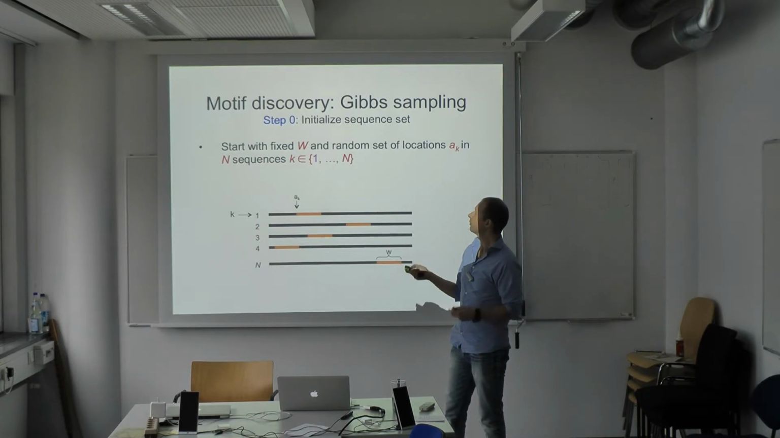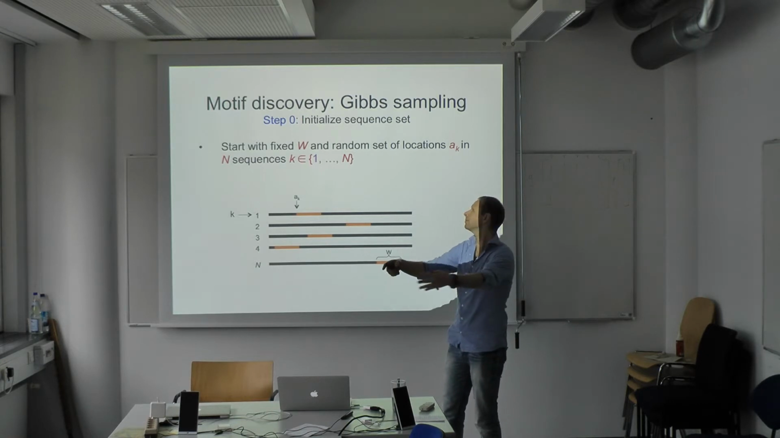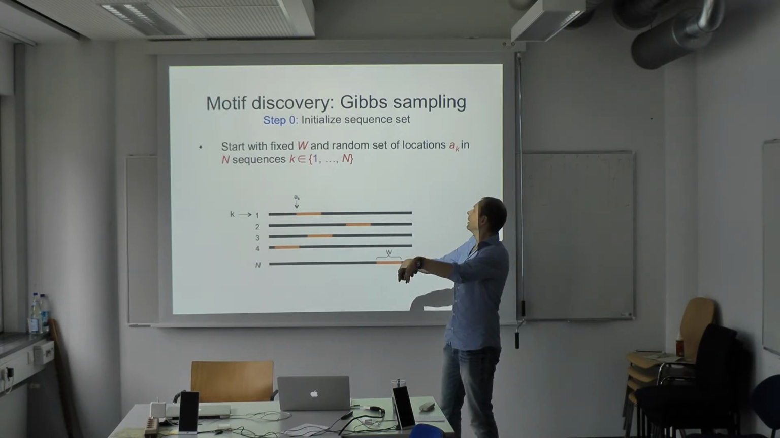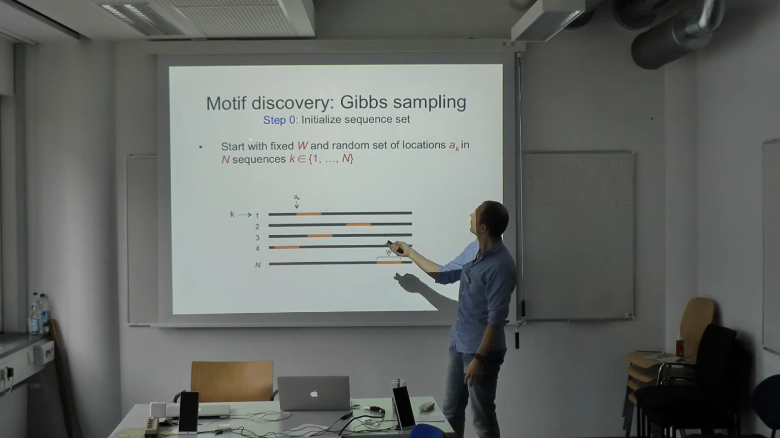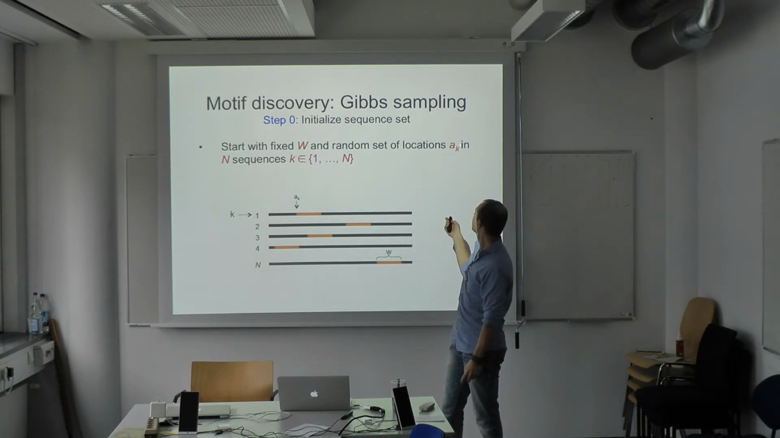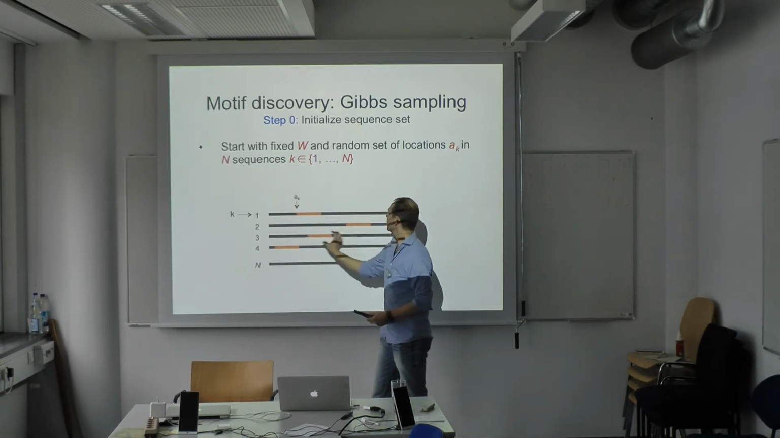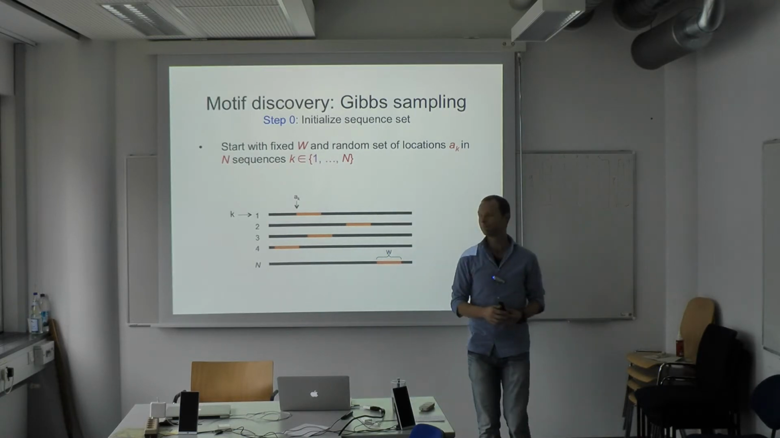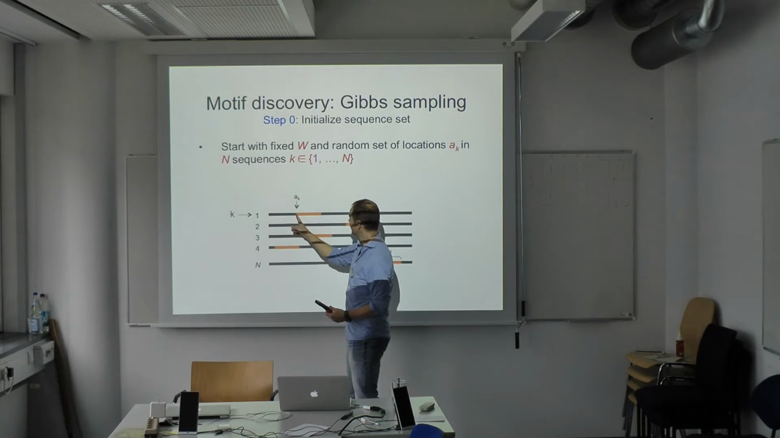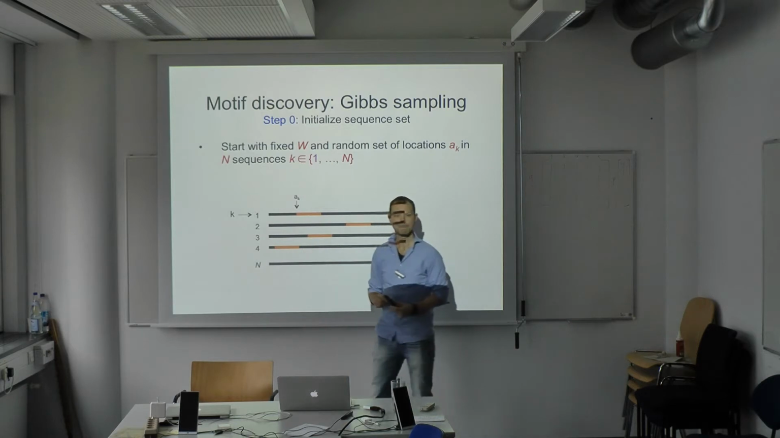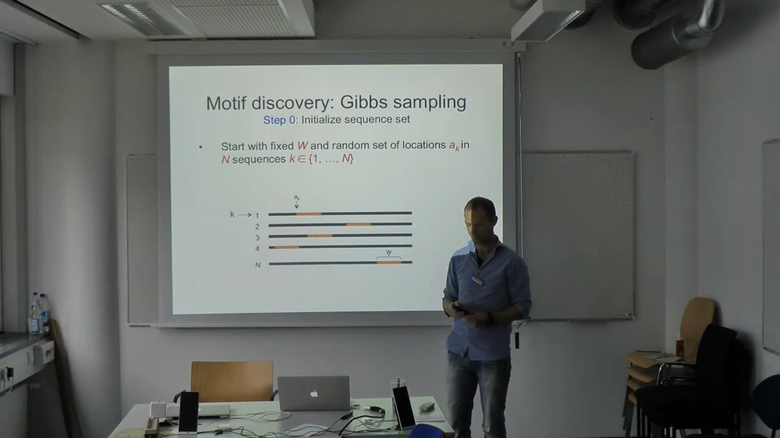Okay, so the first step is to initialize. Just like we did with the Gaussians, we labeled our data. So we're going to start with our word length and a random set of locations referred to as the index K. So we're going to randomly assign locations in our sequences like this. So our labels here are going to be a position in each of the sequences. A start position.